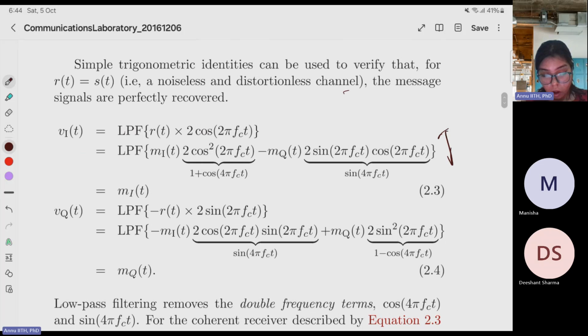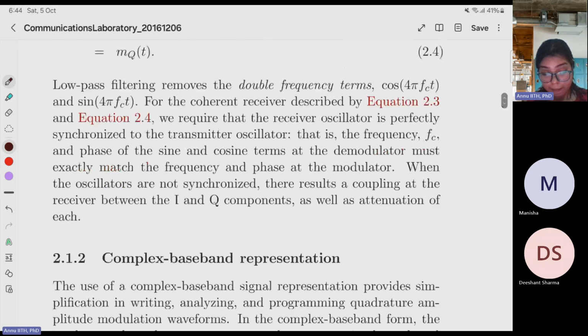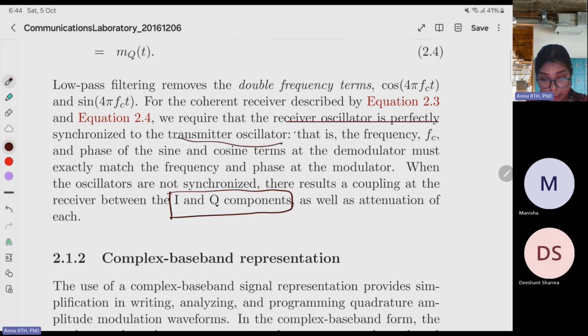Okay. When the oscillators are not synchronized, this results in a coupling at the receiver between the I and Q components, as well as attenuation of the signal, as we should know. We require that the receiver oscillator is perfectly synchronized with respect to the transmitter oscillator, that is, at frequency f_c. The phase of the sine and cosine terms at the demodulator must exactly match the frequency and the phase at the modulator. When the oscillators are not synchronized, this is the coupling. So try to understand what coupling is.